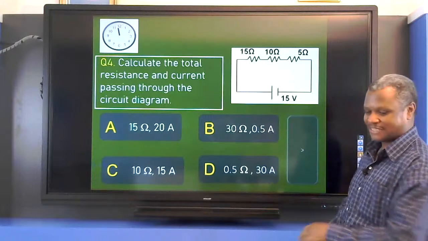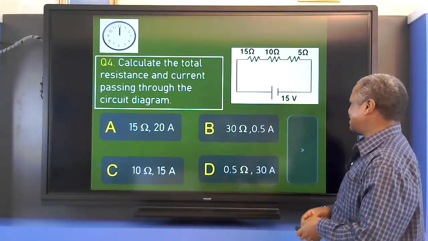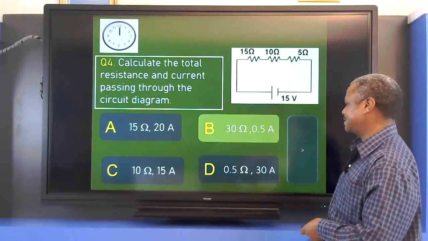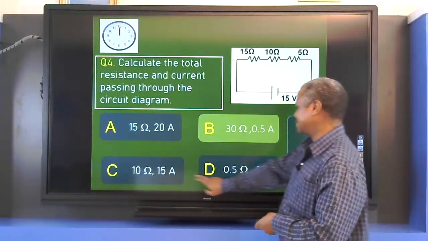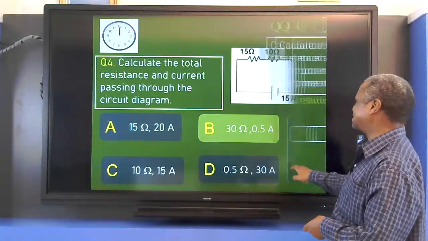Okay, there we go. Time is up. So the correct answer is B. It's not D, it's not C, and it's not A. The correct answer is B. And how did you find this answer?